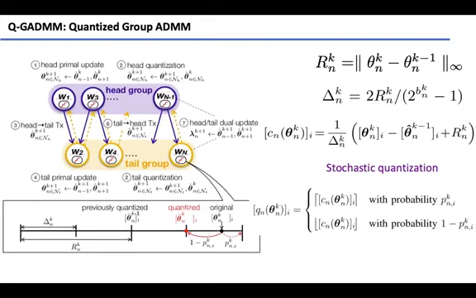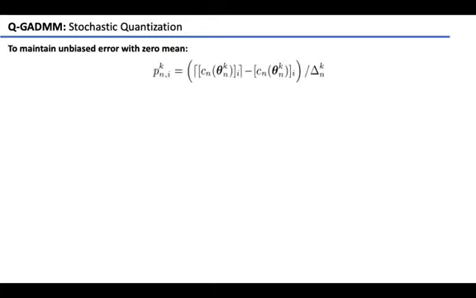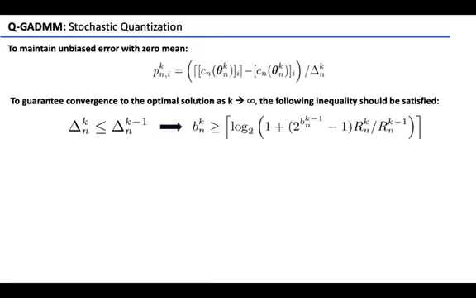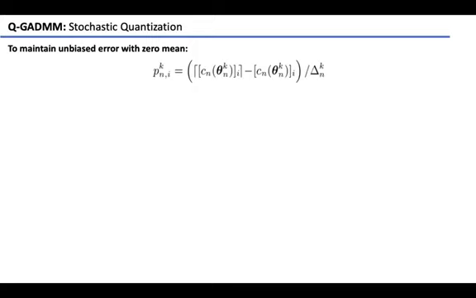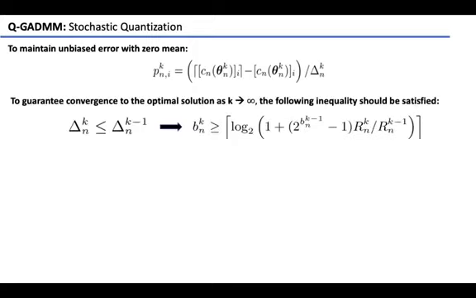So we round every element up with the probability bi and down with the probability 1 minus bi. To maintain unbiased error with zero mean, bi should satisfy this equation. Basically, bi should drive the expected value of the error to zero. Moreover, to guarantee convergence to the optimal solution as k goes to infinity, the quantization step size should be decreasing with k. And in order to satisfy that, the quantization resolution, or the number of bits to encode every quantization level, should satisfy this inequality. And in practice, we found that R is decreasing every iteration, so we don't really need to change the quantization resolution every iteration.